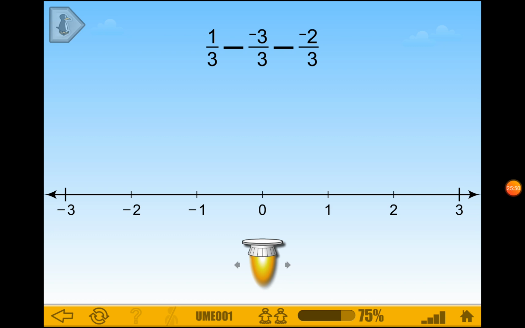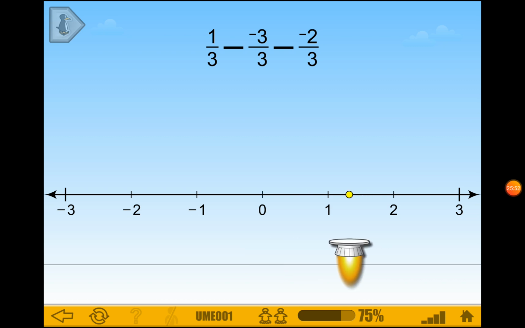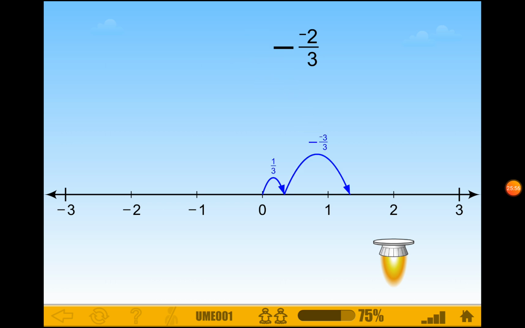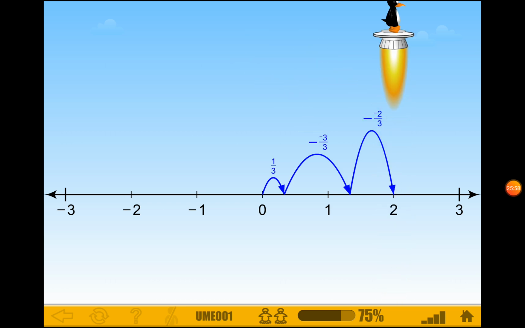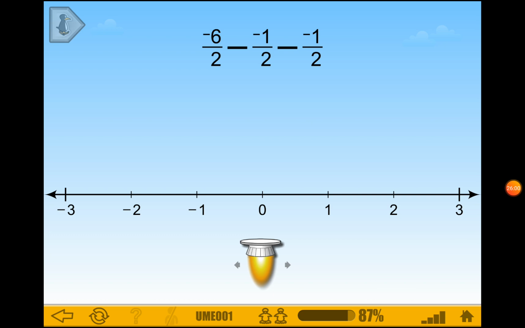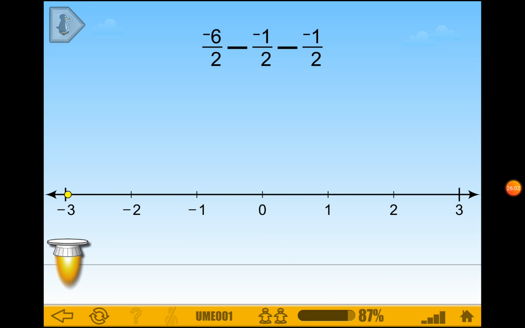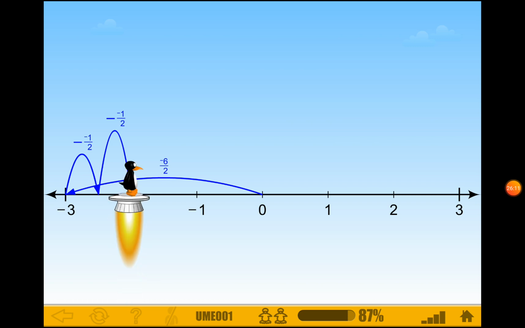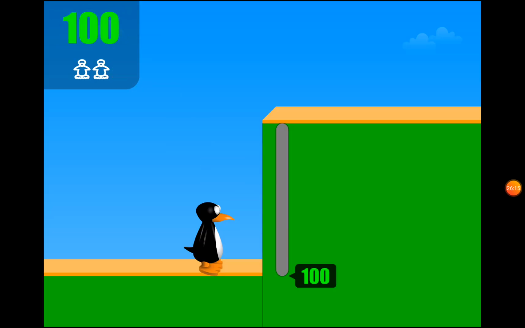So 1/3 plus 1 is 1 1/3, and then we have plus 2/3, so 1/3, 2/3. Okay. So it's just going to be 2, I think. Yep, okay. 1 question left. -3 plus half plus another half. Interesting. And then there's 1 more level left.